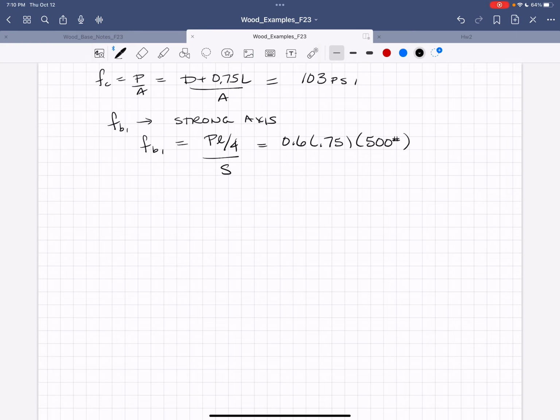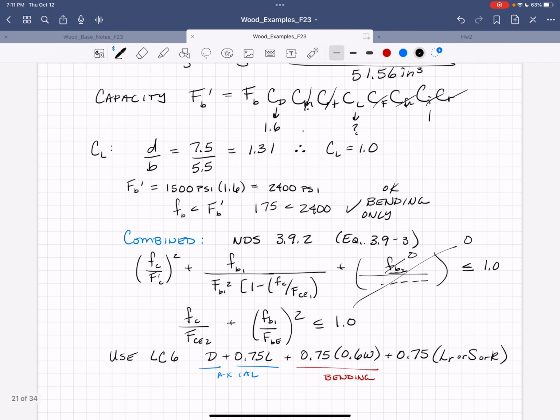I probably should have just left that be, but then times my wind load. I'll go ahead: 10 feet, 12 inches per foot, over 4 over S. It's the same as before, except we're using this 0.6 times 0.75 times the wind load, and we get 131 psi. So why is it different?